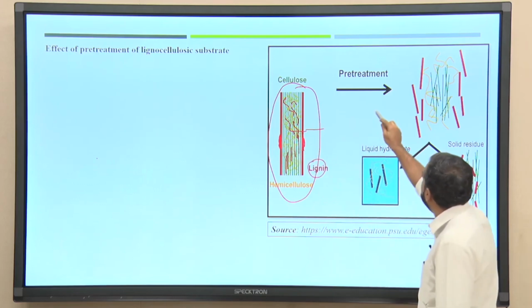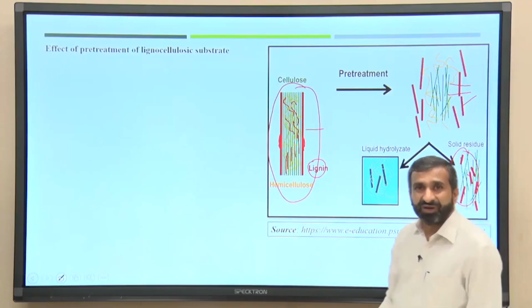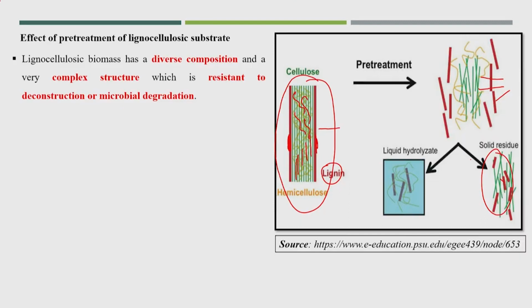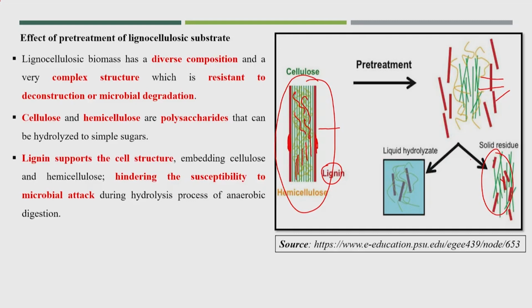So, if you do the pretreatment, the cellulose, hemicellulose, lignin, everything is available for microbial degradation. And another way, like liquid hydrolysis, by that also we can produce some solid residues which will be easily available for microbial degradation. Now, this lignocellulosic biomass has a diverse composition and a very complex structure which is resistant to microbial degradation, and cellulose, hemicellulose and polysaccharides can be hydrolyzed to simple sugar. And lignin supports the cell structure, embedding cellulose and hemicellulose, hindering the susceptibility to microbial attack during the hydrolysis process of anaerobic digestion. So, that is what I was talking about here.